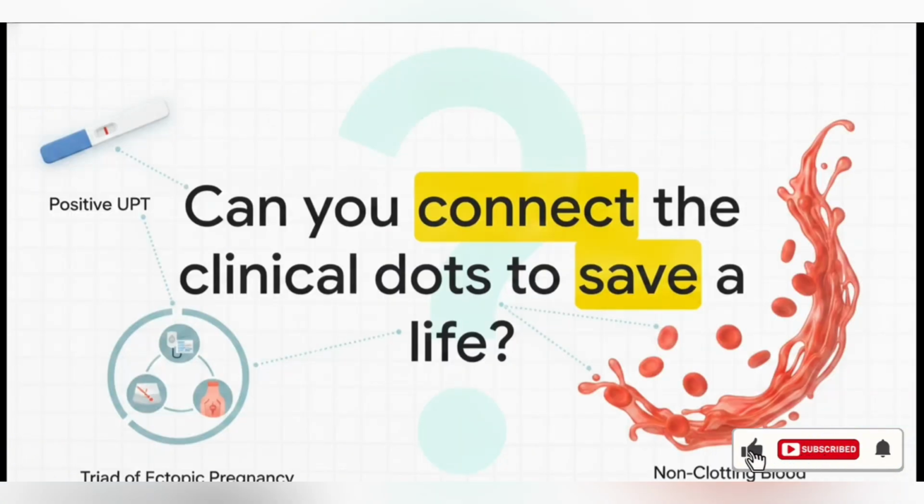So, here is a clinical thought to leave you with. Connecting these simple clinical dots, a positive UPT, recognizing the classic triad, and understanding the physiology of non-clotting blood is exactly what will make you an excellent physician. Taking that knowledge and applying it literally means the difference between life and death for a patient bleeding out in the ER. I hope this structured masterclass really cleared up the core concepts for you. Keep revising these high-yield topics, stay focused on your prep, and I'll see you in the next section.